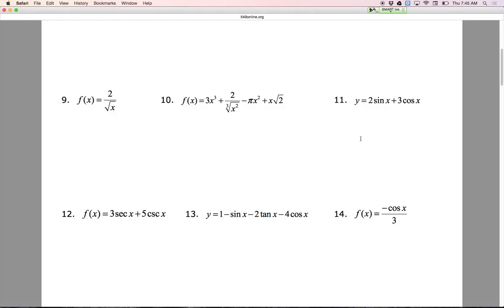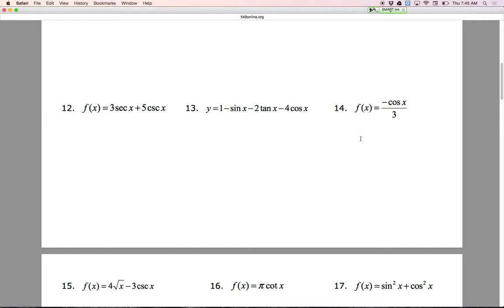Just more trig stuff. 12 through 14, is everybody okay? 14. What I would do is just use the constant multiple rule. It's really just negative 1/3 cosine x. So the derivative of that would just be constant times the derivative of cosine, which is negative sine. So it'd just be positive 1/3 sine x. Alrighty?